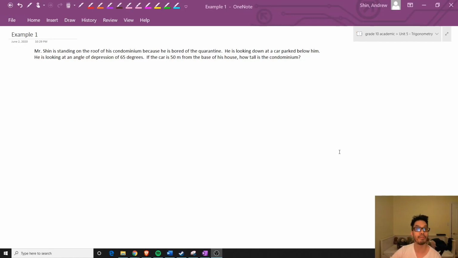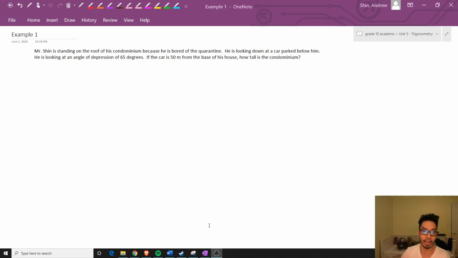Example 1. Mr. Shin is standing on the roof of his condominium because he is bored of the quarantine. He's looking down at a car parked below him. He's looking at an angle of depression of 65 degrees. If the car is 50 meters from the base of his house, how tall is the condominium?